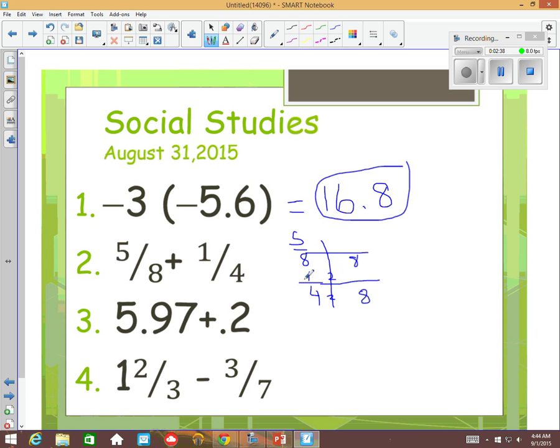So 2 times 1 is 2. That's what 2 goes here. 8 will divide into 8 one time, or what number can you use to multiply by 8? And this is 1. So you put 1 up here also. So 1 times 5 is 5. So you add the top numbers and you get 7/8.